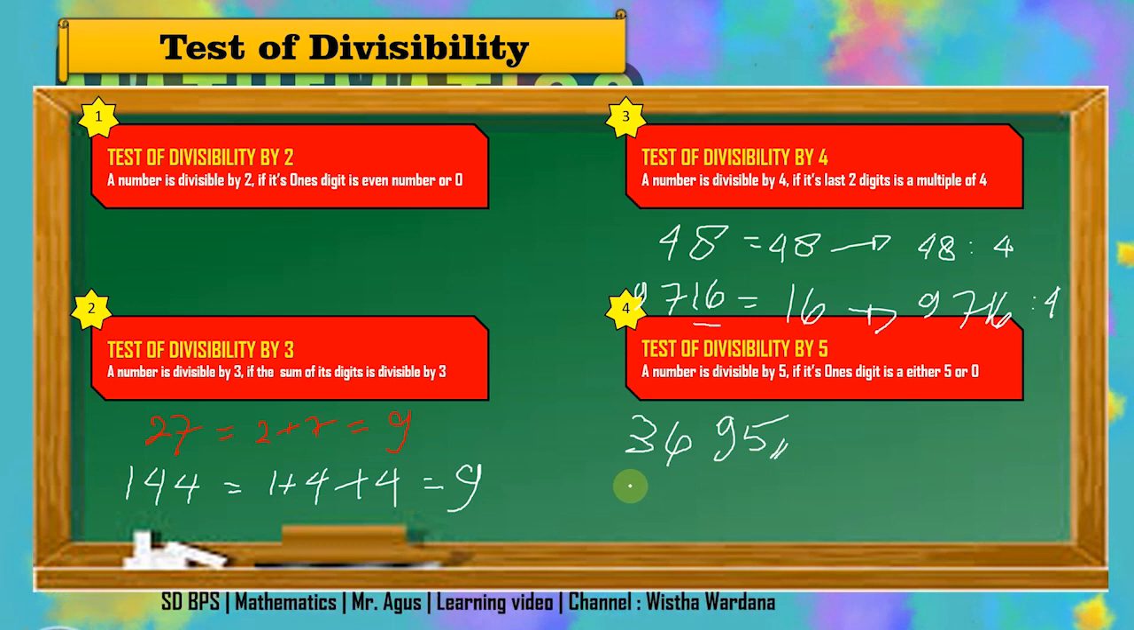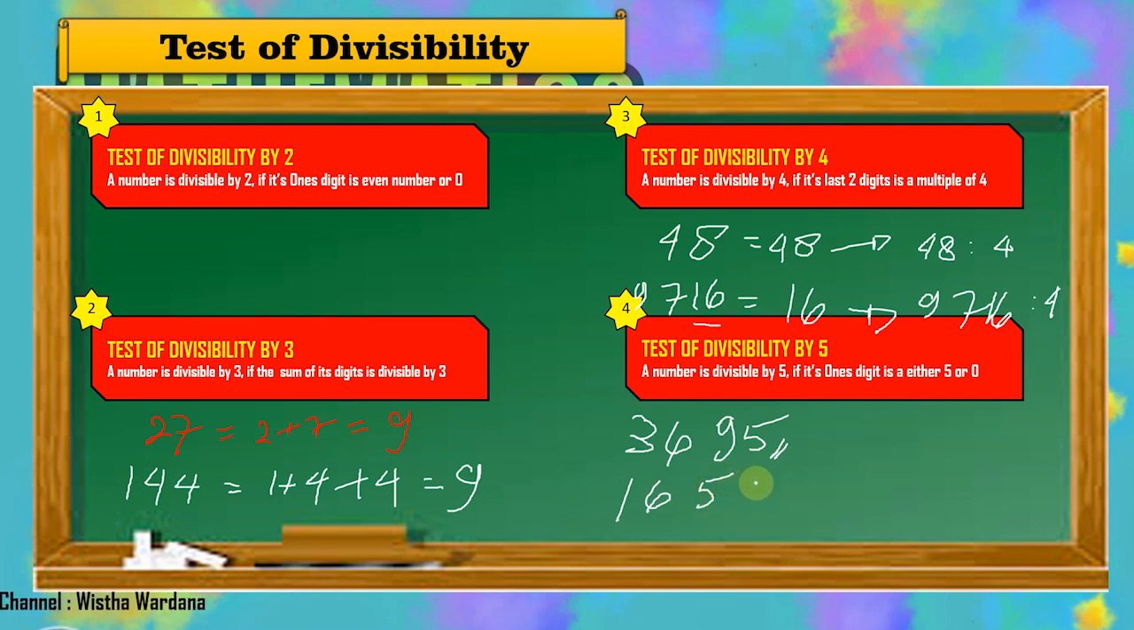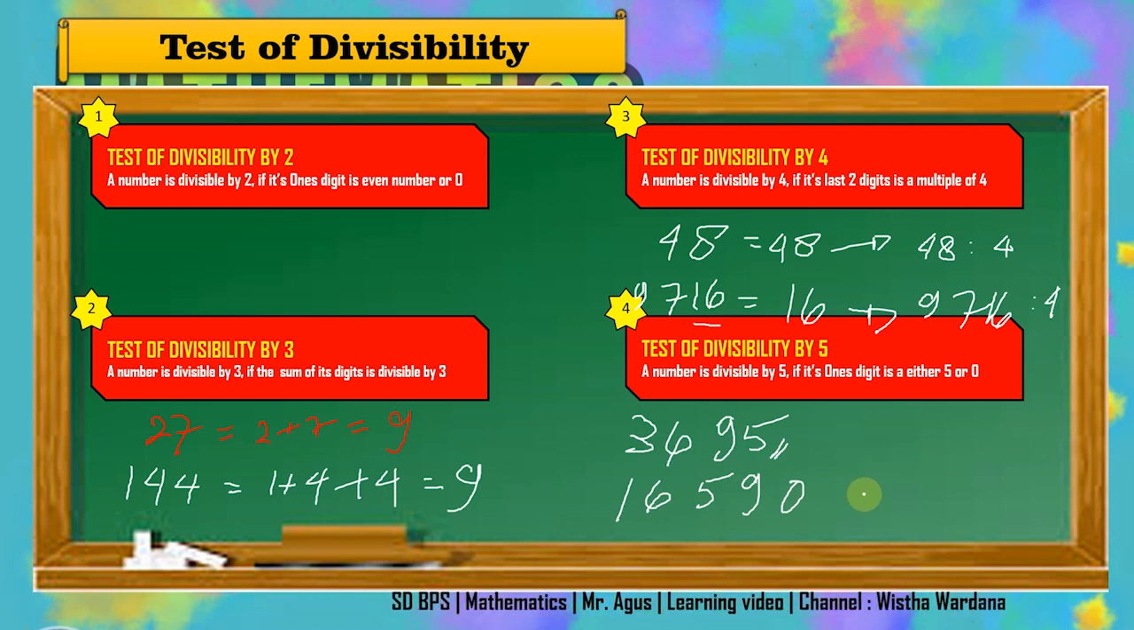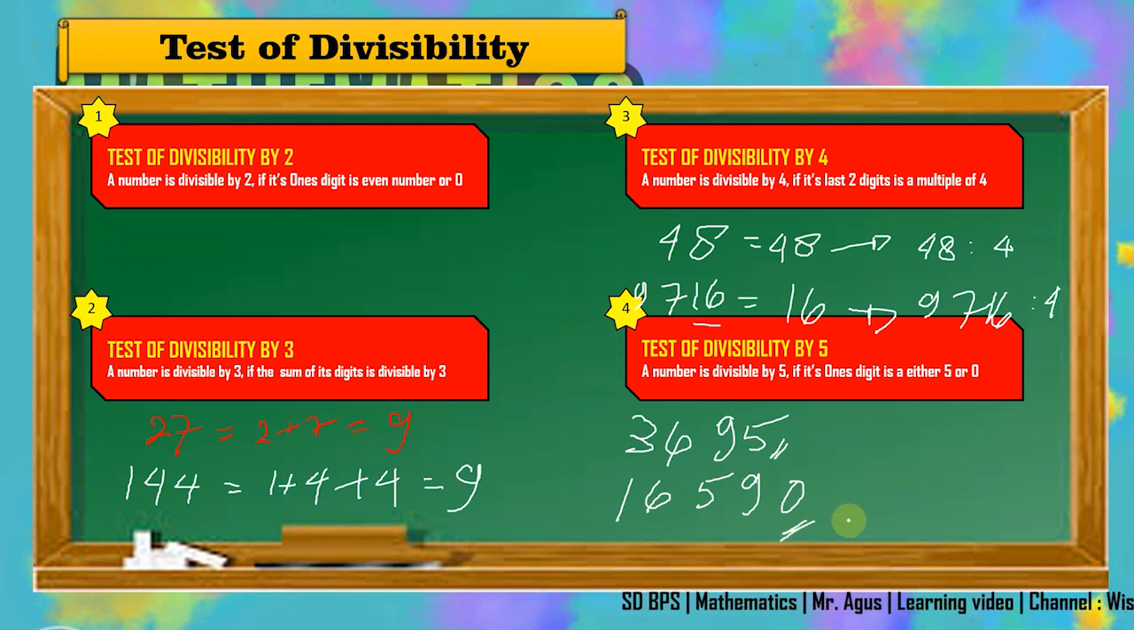If you want another example, you can choose a 5-digit number like 16,590. Is that divisible by 5 or not? Easy to know. This number is divisible by 5 because the last digit of this number is 0. It means 16,590 is divisible by 5.